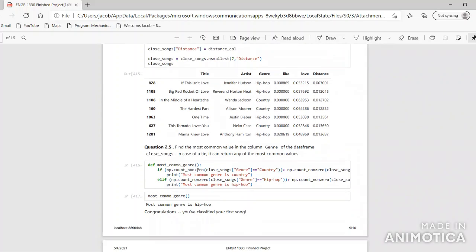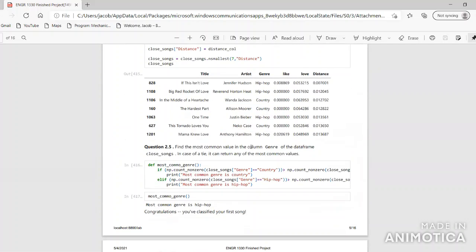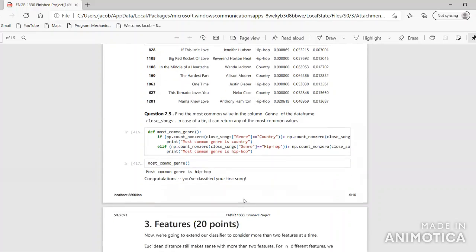Yeah, and then 2.5 we had to create another algorithm to find which one was the most common genre type compared to the distance, the 7 nearest distances. And we came up with hip hop, which you can count them and verify that hip hop was indeed the most common genre. Which is like the idea of classification, just by stating what's the most common of those 7. Yes, selected as significant values.